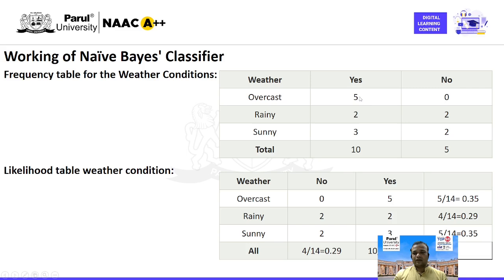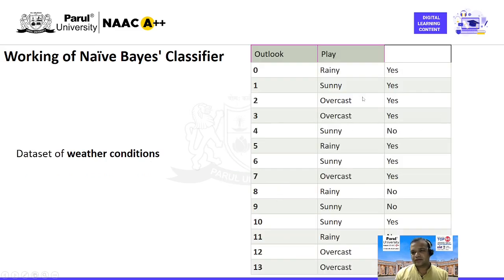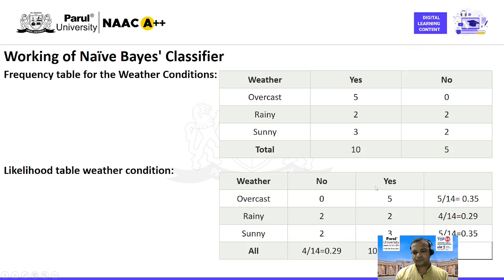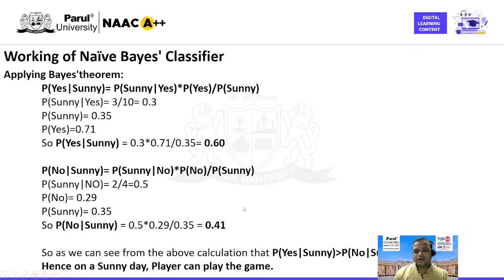So in total, how many say yes for all weather conditions? Total 10. And how many no? Total 4. Sorry, I think forecast maybe one here. You can assume one, because all the calculation here is on the basis of this point 5. So you can calculate one here.